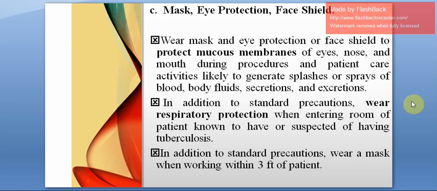Whenever you feel that you are going to come in close contact with the patient, that is within 3 feet, in that case you must wear a mask. And especially when you are working in the hospital and you suspect that the patient has tuberculosis or any other respiratory infection, in that case you have to use a mask.